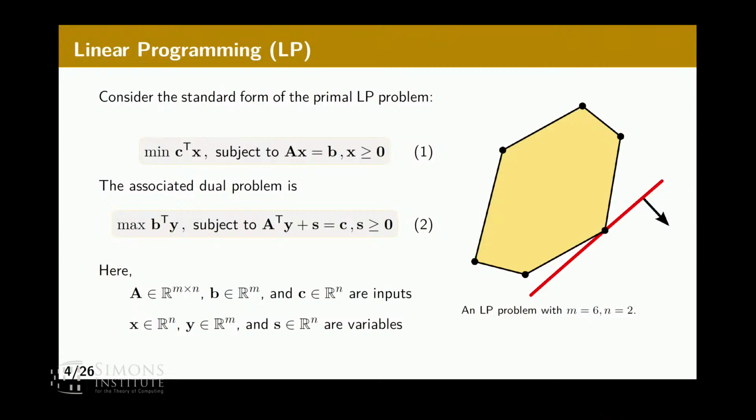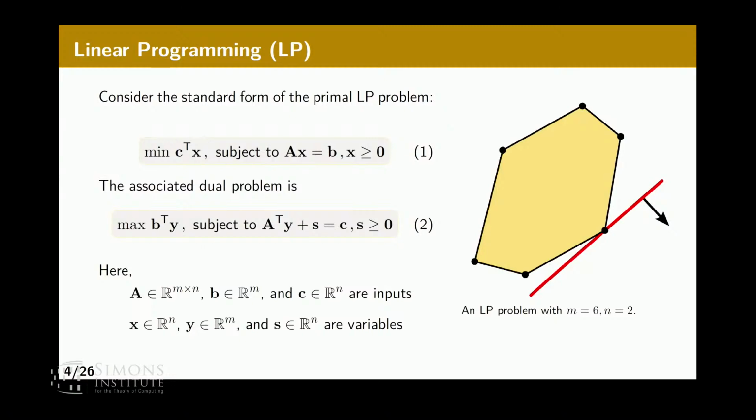Standard form for LP, primal dual. You are looking at a minimization problem subject to AX equal B, X being non-negative. This is your primal variable. I want to think of this as A being an M by N matrix. So my primal variable is n-dimensional.